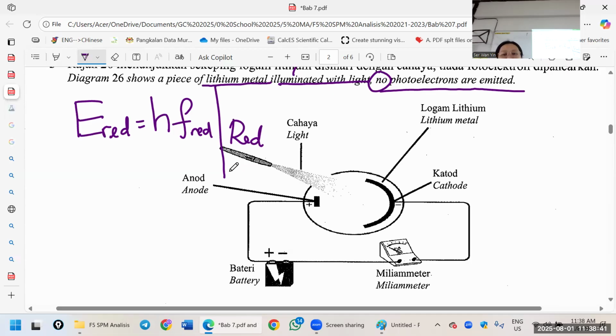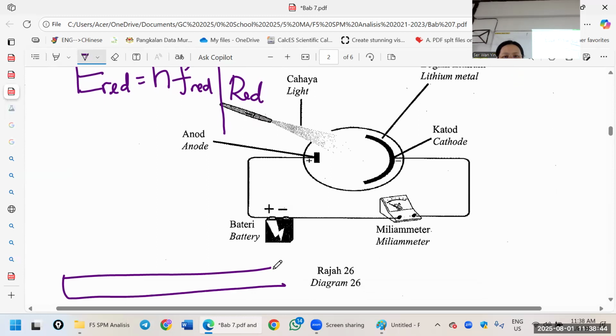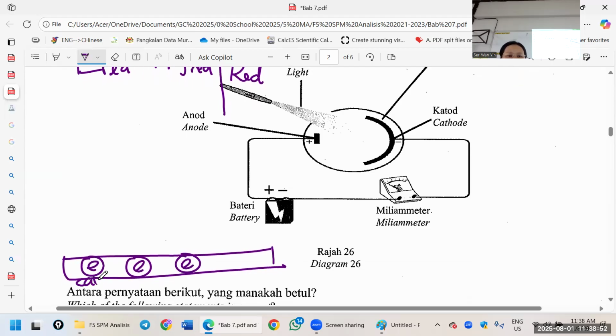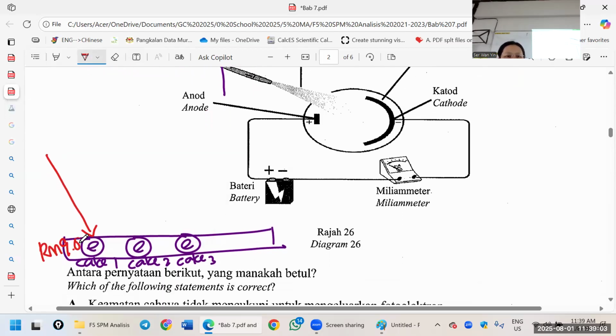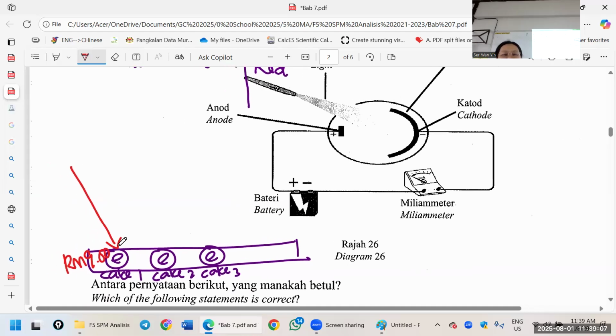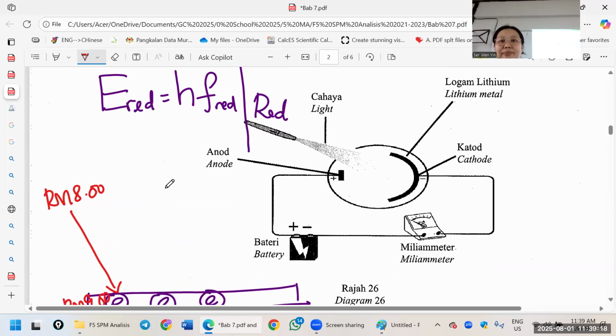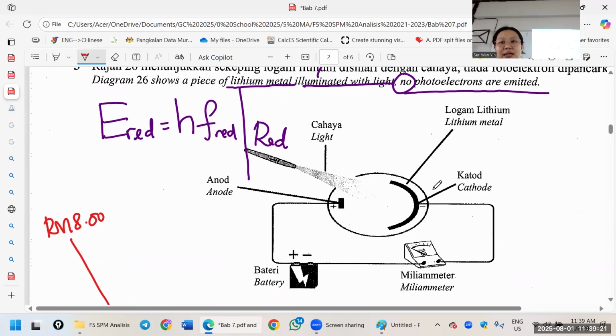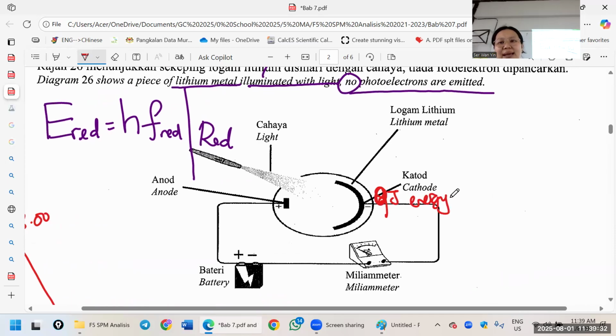Or you think another way. This is the metal. This is the electron. You treat this electron as cake. Cake 1, cake 2, cake 3. This cake needs 9 ringgit. What is the situation? Cannot take out. You have less money, your money is less than the price. The price is fixed, so cannot take out the cake. Same thing here. We say red light. The cathode needs to absorb 9 joules of energy here. What is the name of this energy?